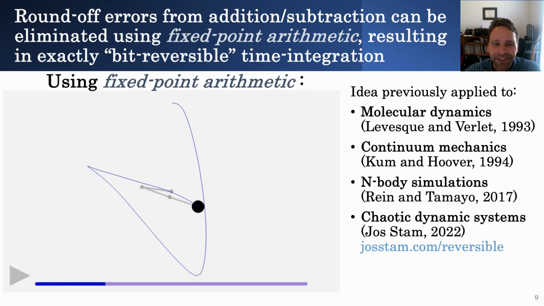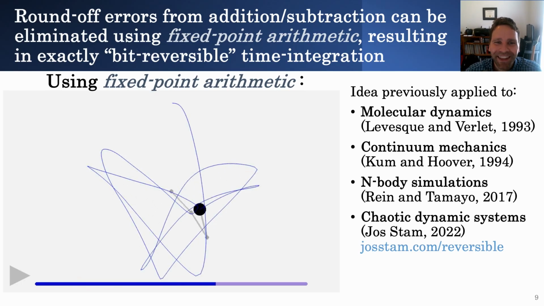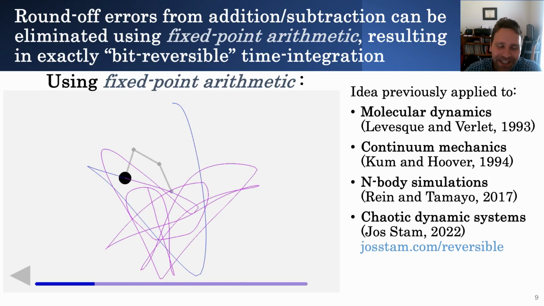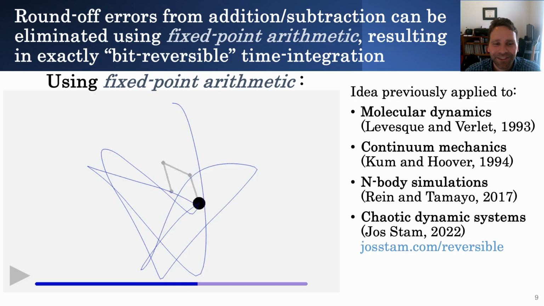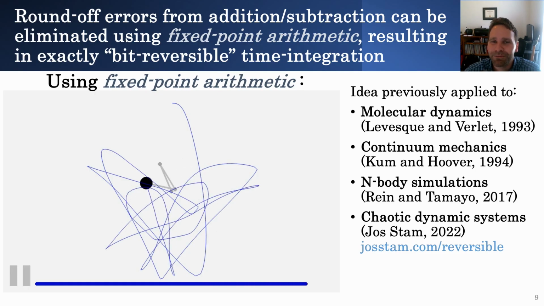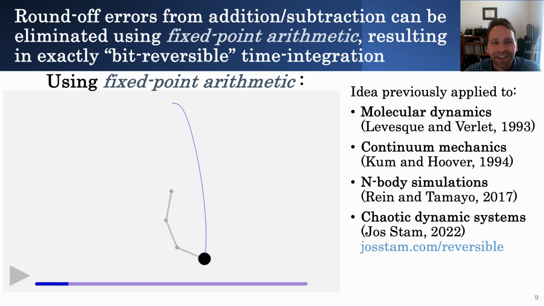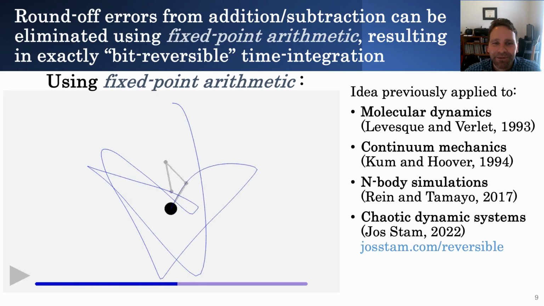Okay, so here's the question. Does it work? Well, let's try again this same triple pendulum problem and see what happens. It turns out that you do exactly reconstruct the original solution that you had going forwards in time if you use this fixed point arithmetic substitution. So using fixed point numbers to represent my displacement and velocity variables and carrying out all those additions and subtractions in a perfectly reversible way using integer arithmetic, I get a fully bit-reversible implementation of the leapfrog algorithm, simply by using fixed point arithmetic. And this is not a new concept.